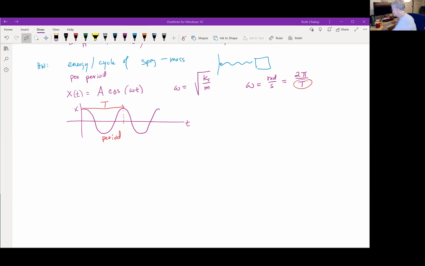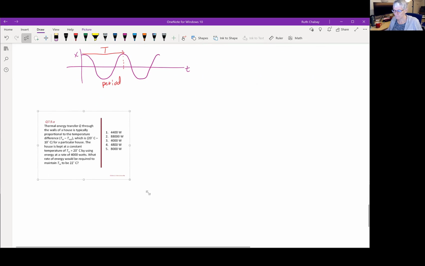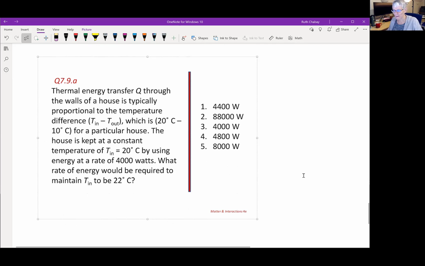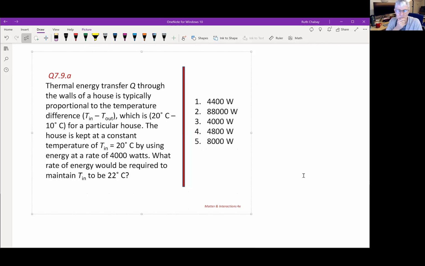Just to make sure that we're distinguishing here between equilibrium and steady state, we have one more question. Thermal energy transfer due to a temperature difference through the walls of a house is usually proportional to the difference in temperature between the inside of the house and the outside of the house. In one situation, let's say you're keeping your house at 20 Celsius, which is a little chilly, but it's ostensibly room temperature, but it's 10 Celsius outside. You keep it at a constant temperature of 20 Celsius by using energy at the rate of 4,000 watts.